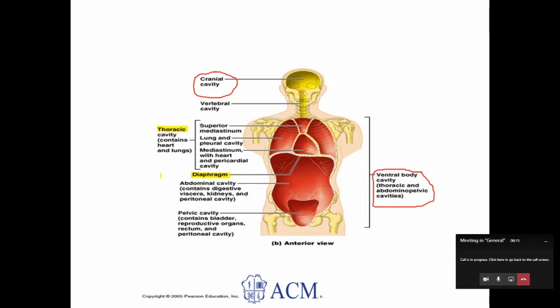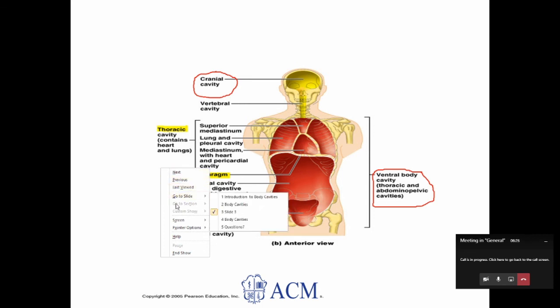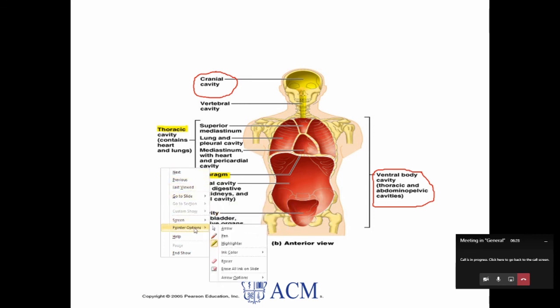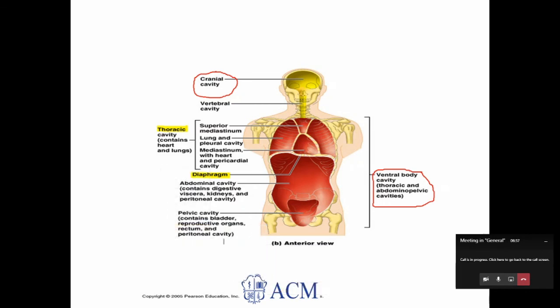You may change your highlighter color as you desire. So again, it is just right clicking on the mouse, scrolling down to pointer options. Since your highlighter is already selected, you just come to change the ink color, and I'll select gray. So hold it down, left click, hold it down and drag along.